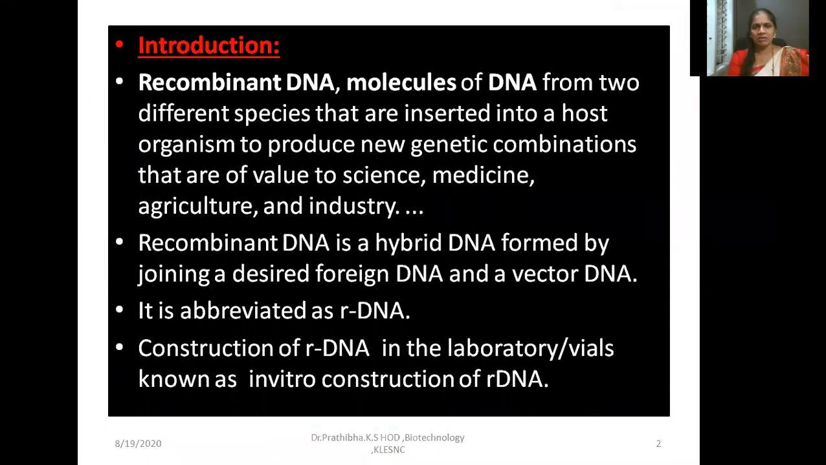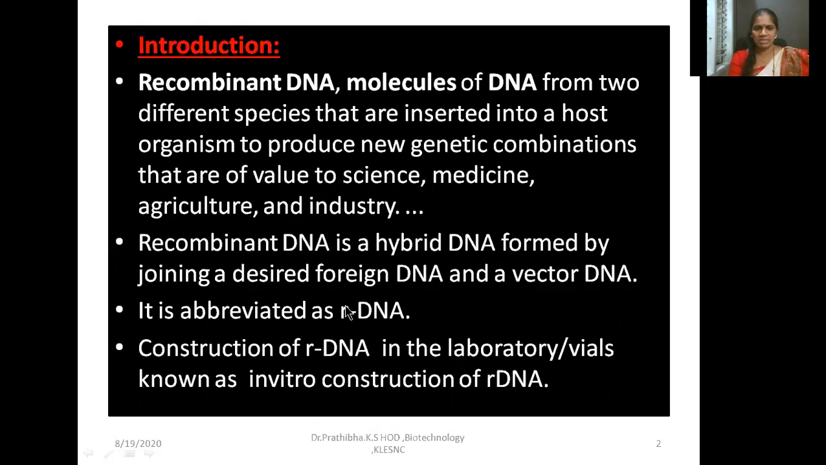Recombinant DNA are molecules of DNA from two different species that are inserted into a host organism to produce new genetic combinations that are of value to science, medicine, agriculture, industry, and in many more contexts. Recombinant DNA is a hybrid DNA formed by joining a desired foreign DNA and a vector DNA. Here foreign DNA may be insert DNA or target DNA or desired DNA. It is abbreviated as rDNA.